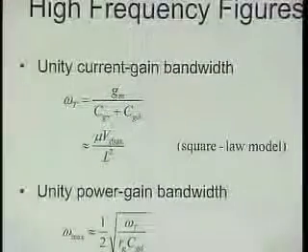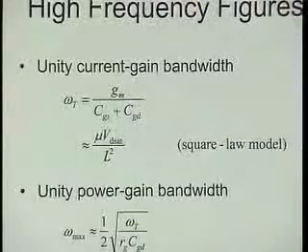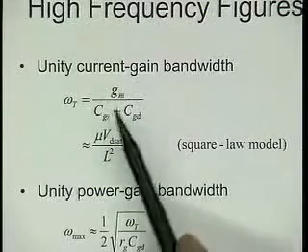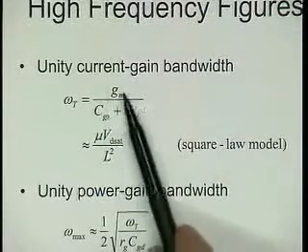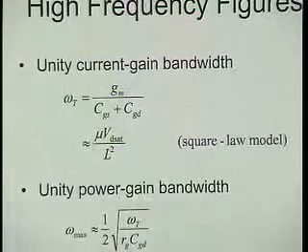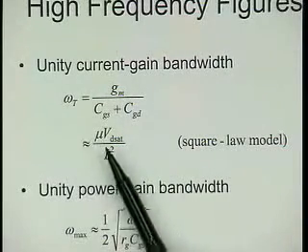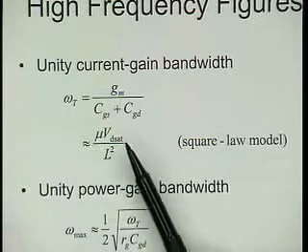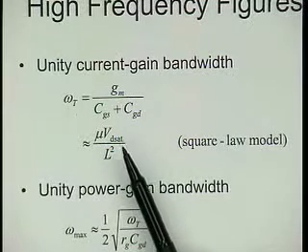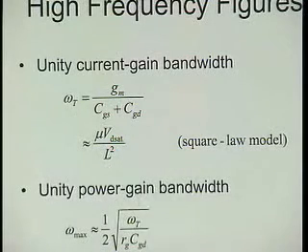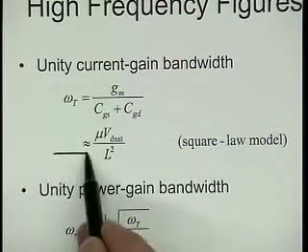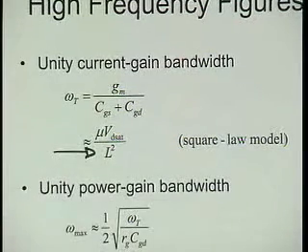Okay. Now, if we assume that we had a square law model, then of course we can find an expression for GM and expressions for CGS and so on, and then we'll find that this omega T is approximately equal to the mobility times VDS over L squared. Here we have it. This is why we want to have small transistors.